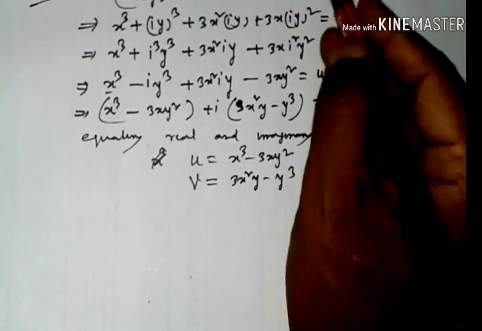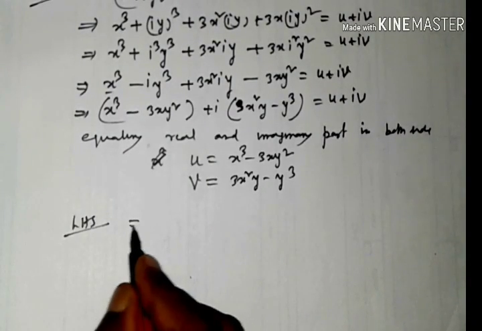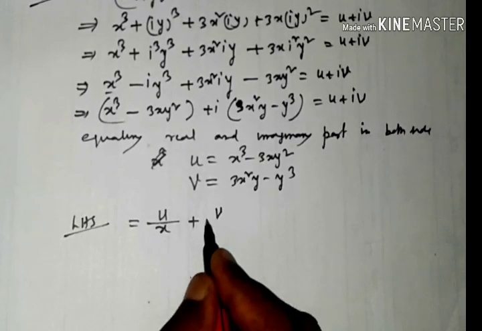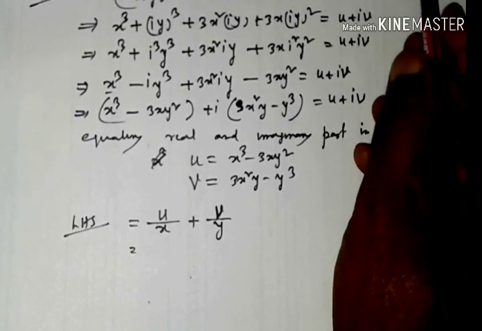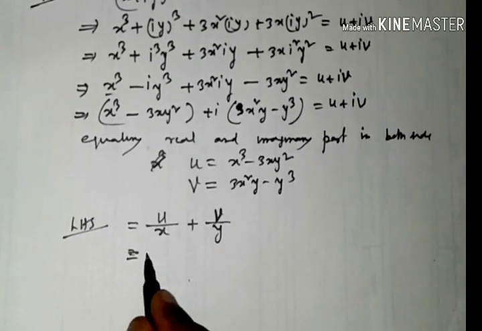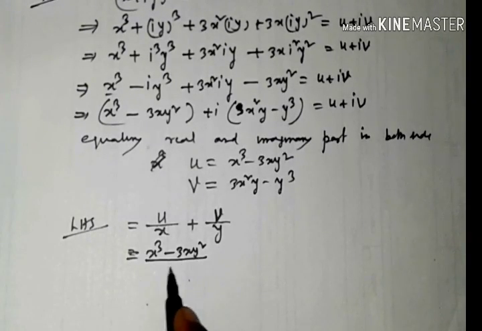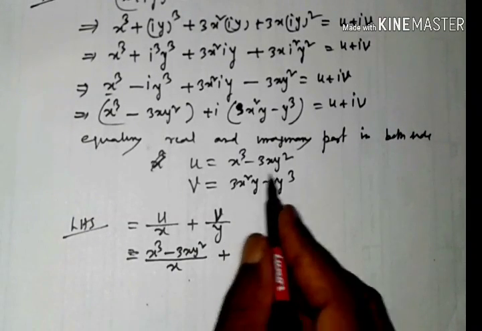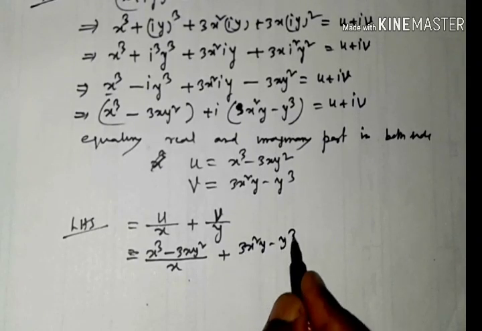Now we have to prove this. LHS is equal to u by x plus v by y. We have to get this value. Therefore, we have got the value of u as x cube minus 3xy square divided by x. Putting the value, we have v is this. Therefore, 3 x square y minus y cube by y.